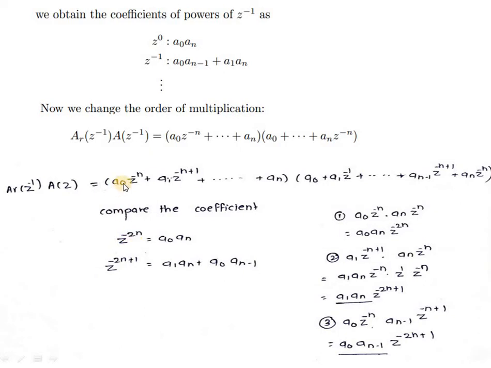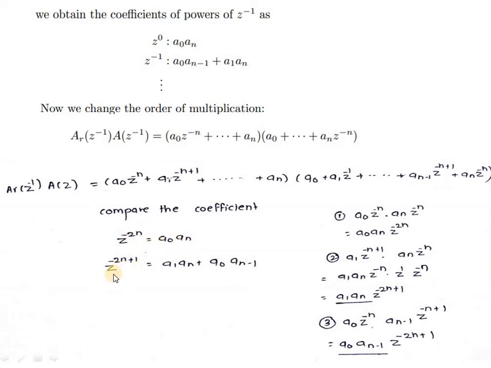For this we have to multiply a0 into z raised to minus n with an into z raised to minus n. Once we multiply these two terms, a0 into z raised to minus n into an into z raised to minus n becomes a0 an, and z raised to minus n, whole squared, becomes z raised to minus 2n. This is the only term contributing to z raised to minus 2n, meaning the coefficient of z raised to minus 2n is a0 into an.